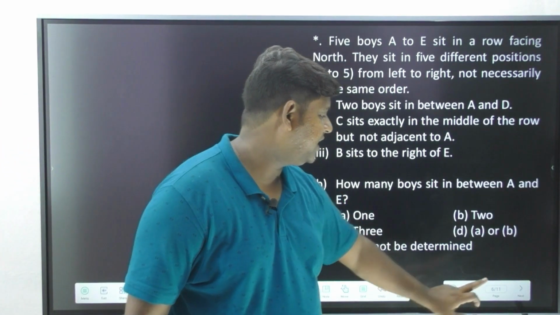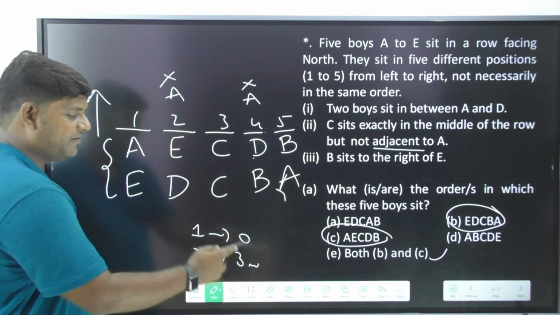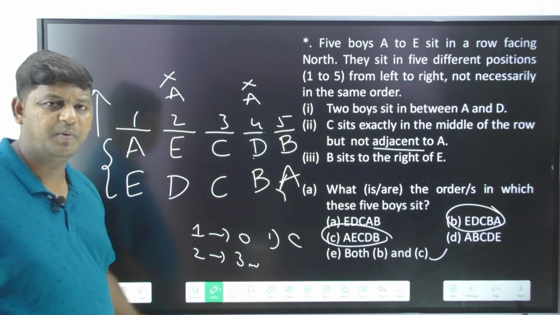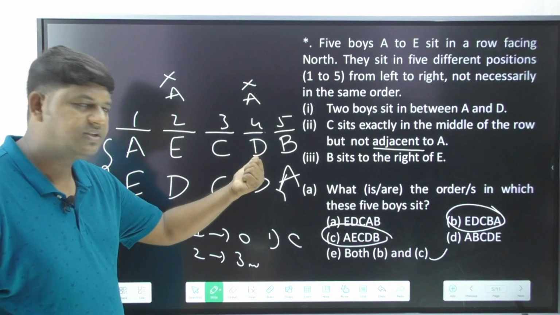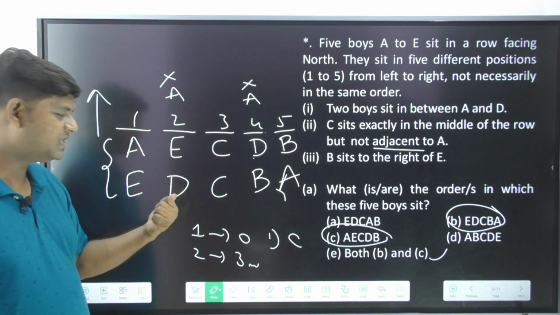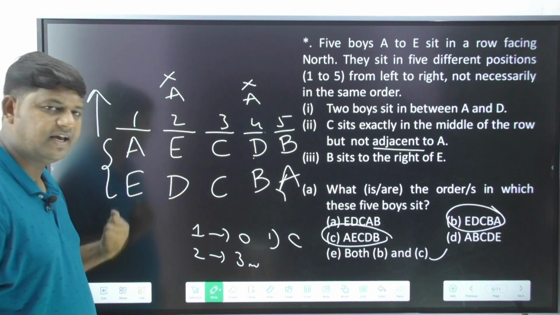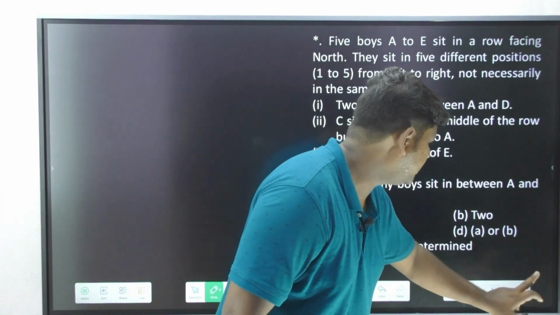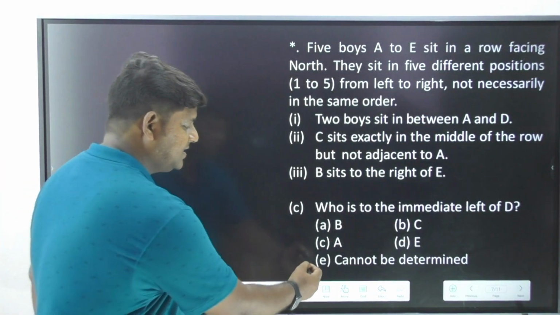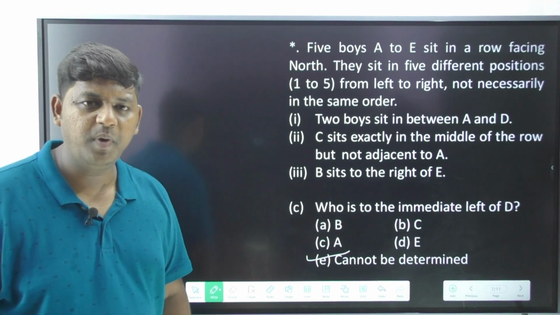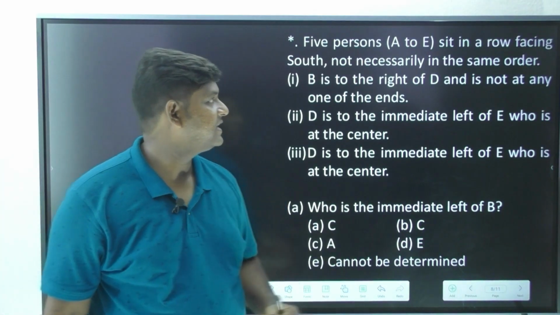Immediate left of D. Who is the person immediate left of D in the case number 1? In possibility case number 1, who is the immediate left of D? It's C here. And who is the immediate left of D in case number 2? It is E. Again, when you have received more than 2 possibilities, the answer is always going to be what? Cannot be determined. I hope I am clear. So let's see the next question.